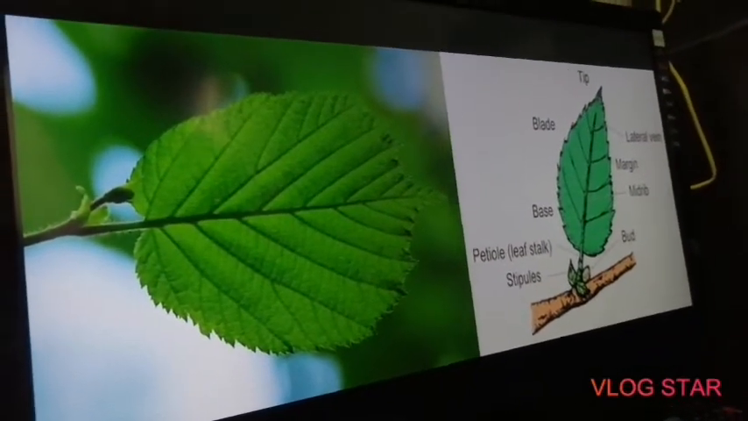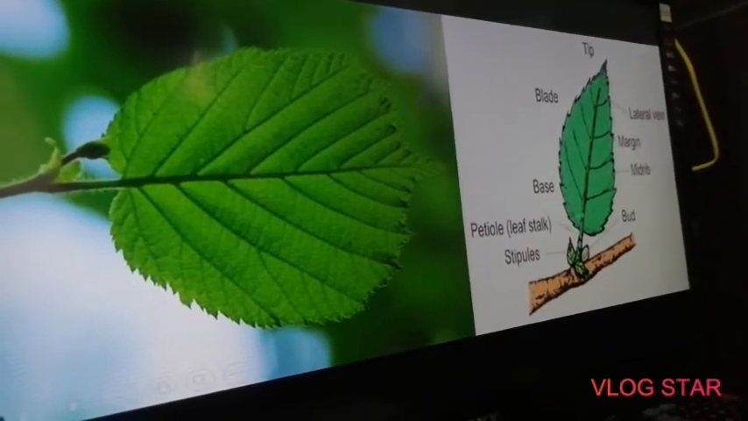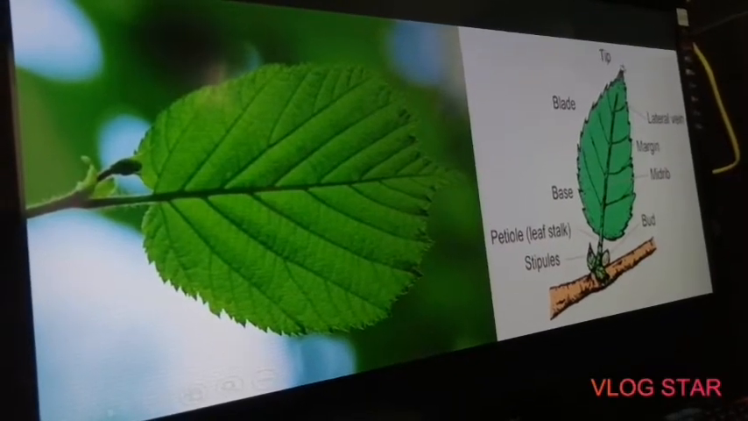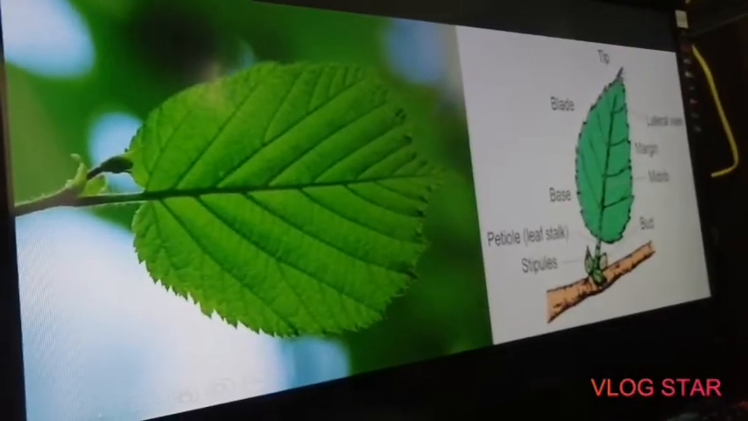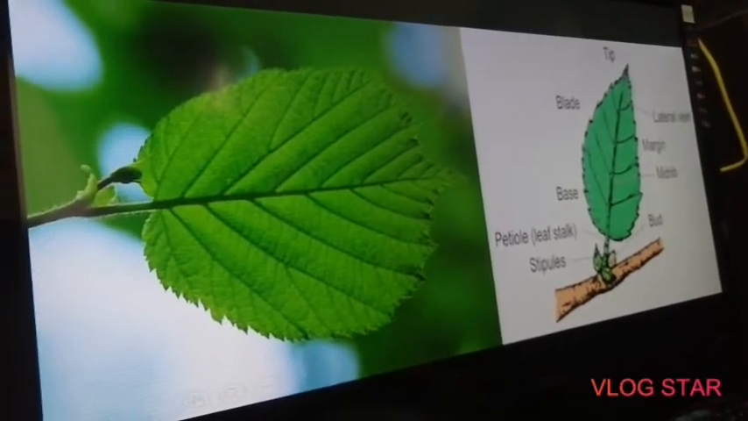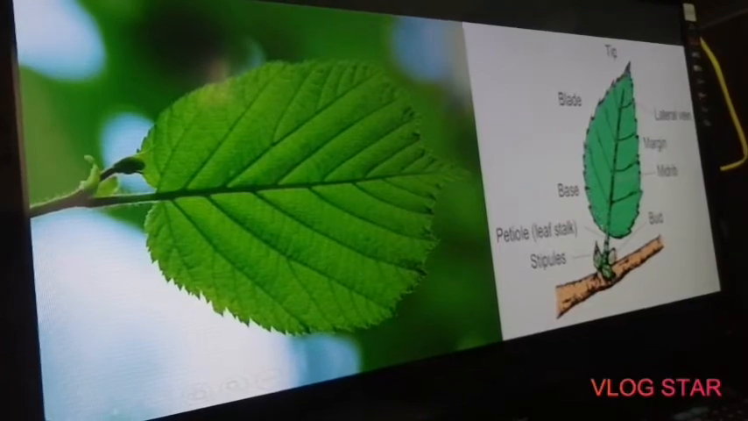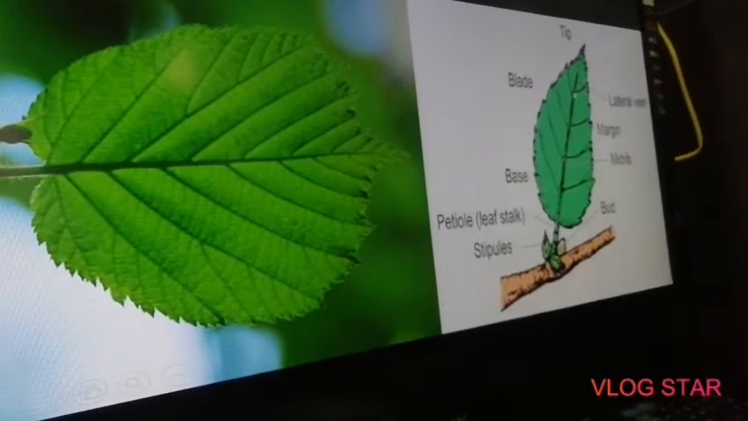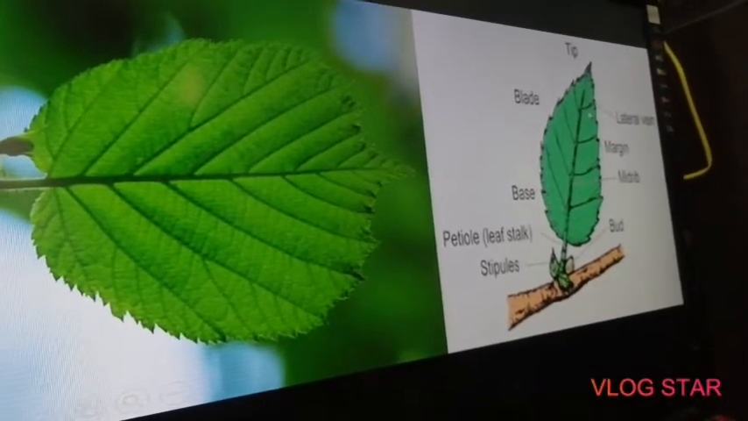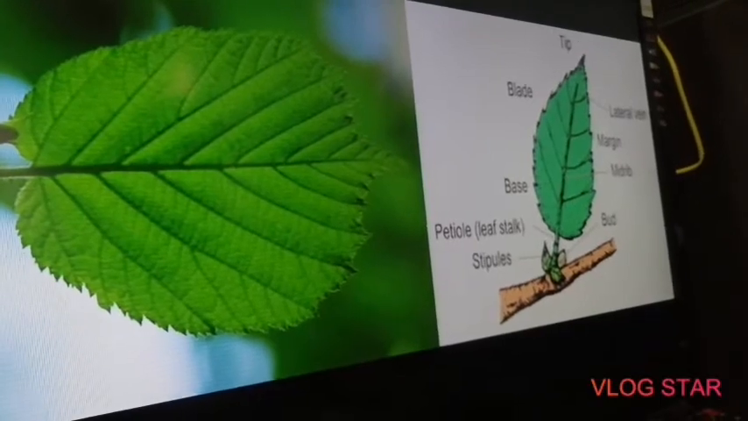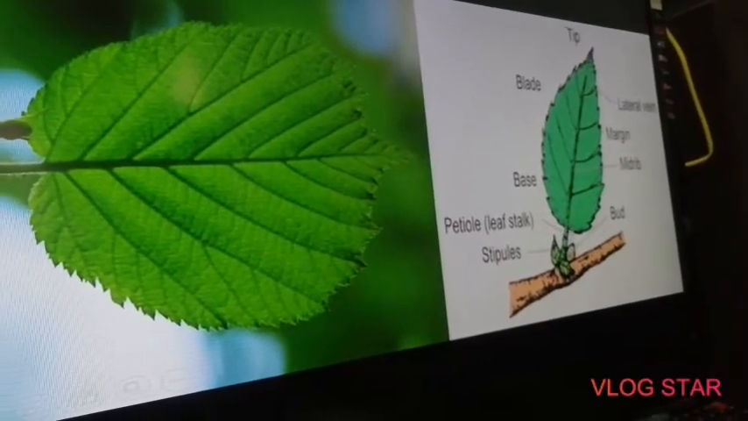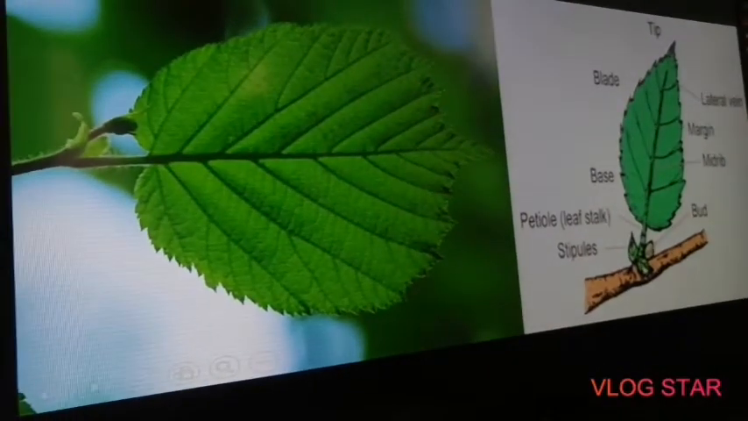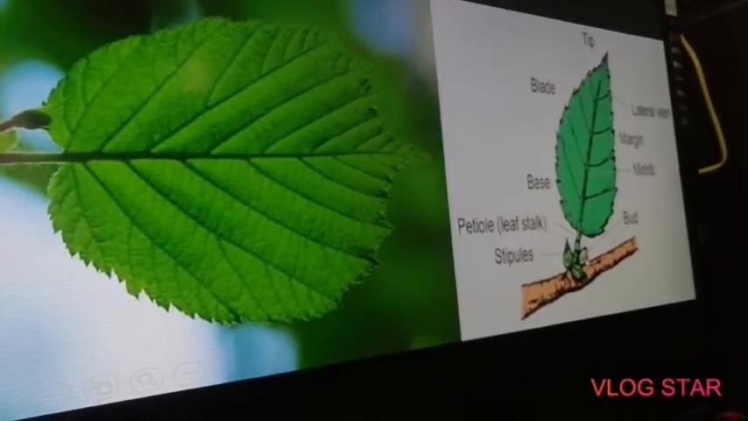Now let's revise the parts of the leaf. We have the leaf blade, the outer margin of the leaf. Then we have the tip of the leaf, which is known as the leaf apex. Then we have the midrib, which gives water and minerals to all parts of the leaf. Then we have these lateral veins also, again to transport water, minerals and food. Then we have this petiole which connects the leaf to the stem. We have the stipule which looks like leaves. Then we have the bud which is again a new leaf.